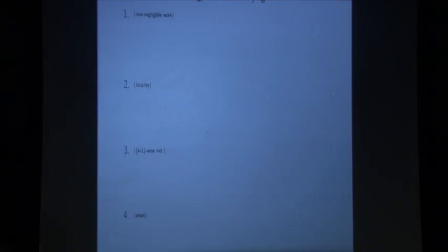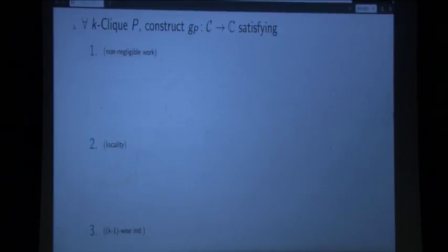We are going to come up with something that has 4 properties. For every clique P, I want to construct a vector G prime, a script C vector. In other words, if you give me a coloring, I will give you a complex number. This G prime has to satisfy 4 properties, and I'm going to introduce them one by one.